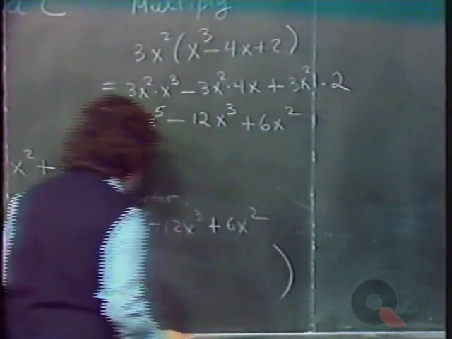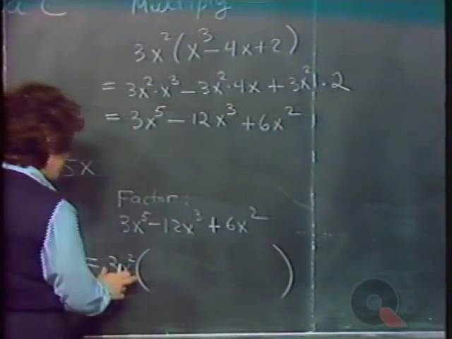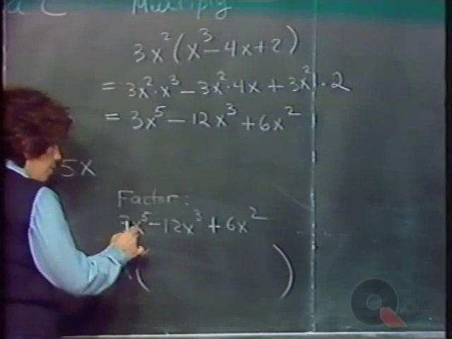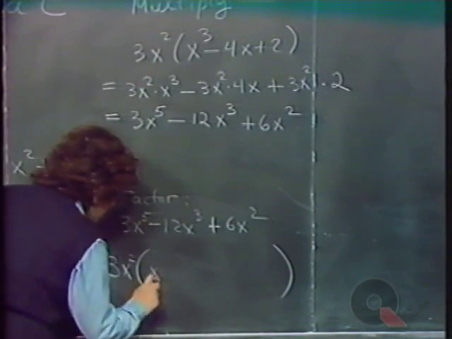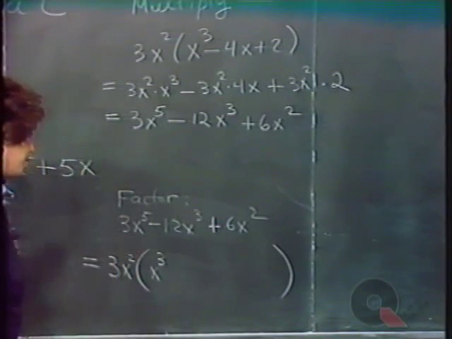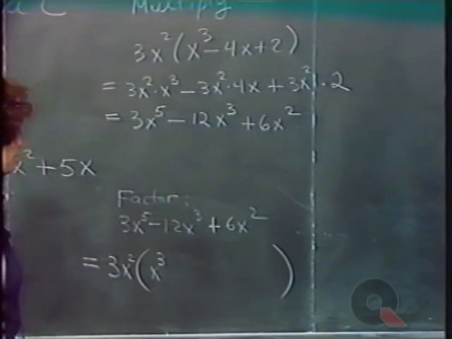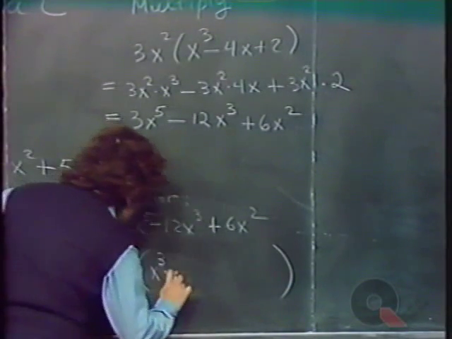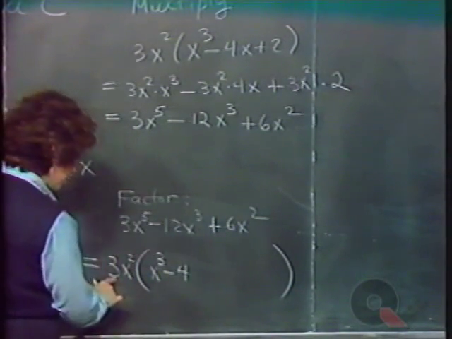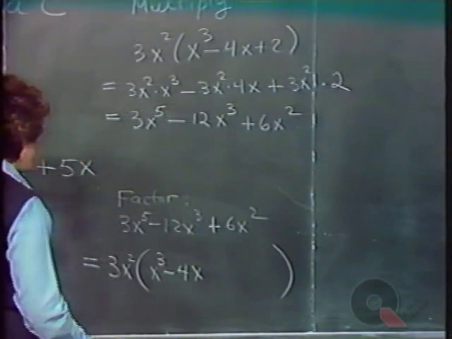Having decided what you're going to take out, you now see what's left in each term. You have 3x squared times something will give you 3x to the 5th. And of course that something is x cubed, because this multiplied out gives you 3x to the 5th. Now, 3x squared times something has to give you minus 12x cubed. Well, the 3 times a minus 4 will give you the minus 12. X squared times an x will give you the x cubed.